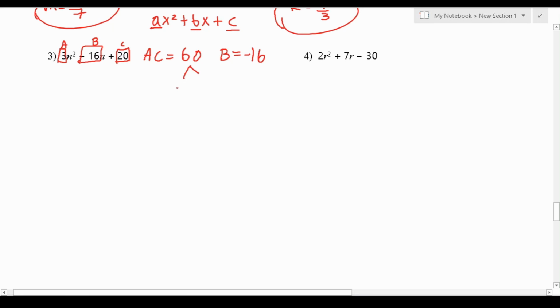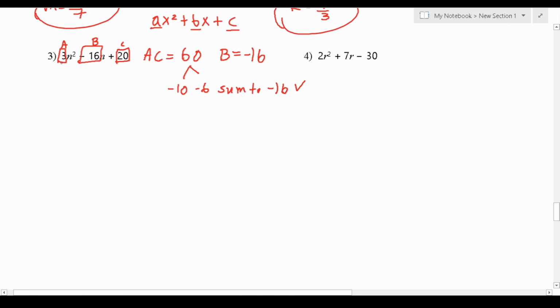But that said, we should be able to tell that negative 10 times negative 6 does in fact multiply to positive 60, and as much as a negative 10 times a negative 6 is positive 60. And then negative 10 plus negative 6 also adds to negative 16. So these are, in fact, the factors that are going to work. And then according to the next step in the Australian method, we rewrite this middle term, notably b, with these two terms in such a way that factoring by grouping is going to be very easy and straightforward.